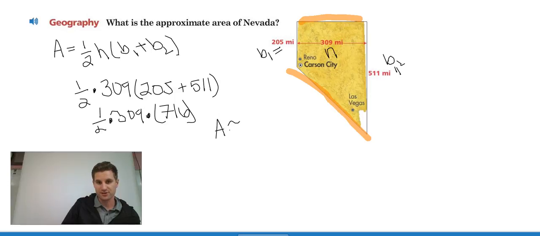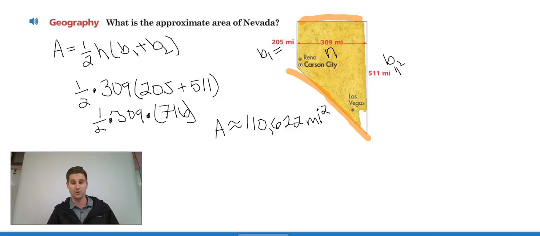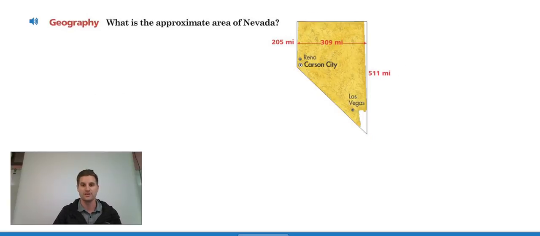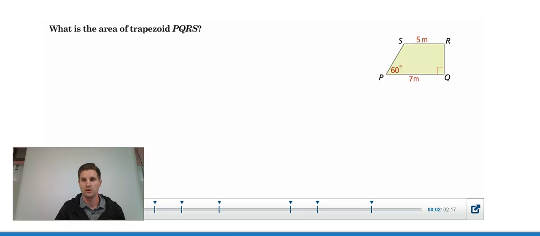So I'm going to use approximate signs of 110,622 miles. And we got to put that squared on it. So this is 110,622 square miles. It is the approximate area for Nevada. All right, let's take a look at another problem.